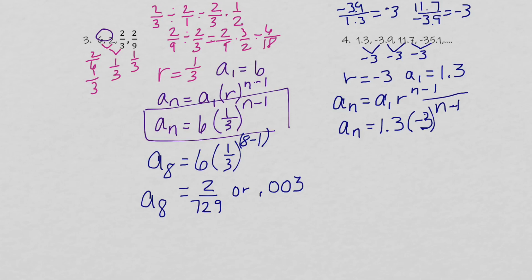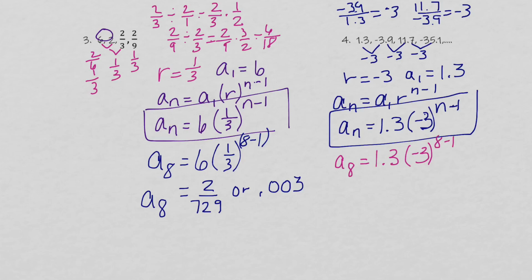All right, so here's my general term. And now we're going to find that a sub 8. So we're going to put 8 in for our n. So 1.3 times negative 3 to the 8 minus 1. Type all that in my calculator. And I end up with approximately negative 2,843.1. All right, so now you've gotten to see arithmetic and geometric sequences. I'll see you tomorrow.